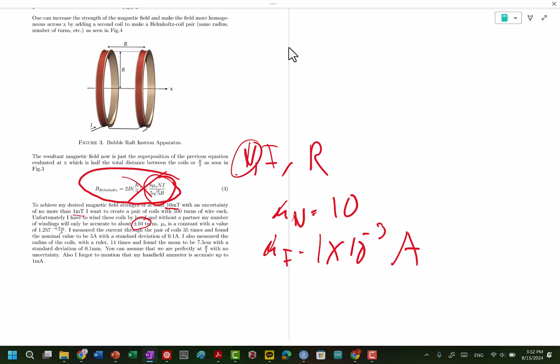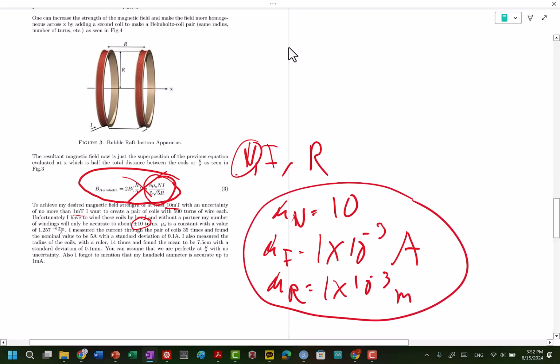And standard deviation. We're using a ruler, so I'm going to say that there's going to be some uncertainty in R as well. And that uncertainty, I'm going to assume that I have a millimeter tick mark, 1 times 10 to the minus 3 meters. So I have uncertainty in all of these. I'm also going to have some precision error in current, which is going to be large. So it's going to be 1.96 because I'm doing a 95% confidence interval, times standard deviation of current over square root of number of measurements of the current. And I believe that is it.